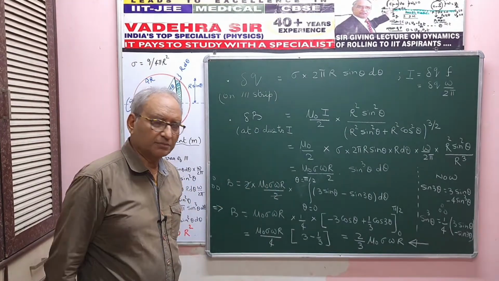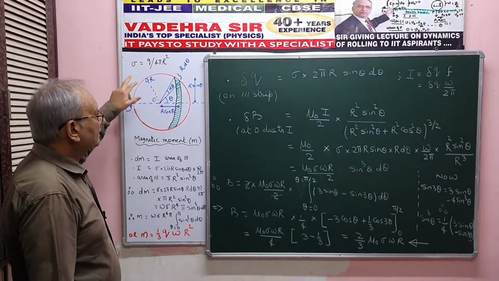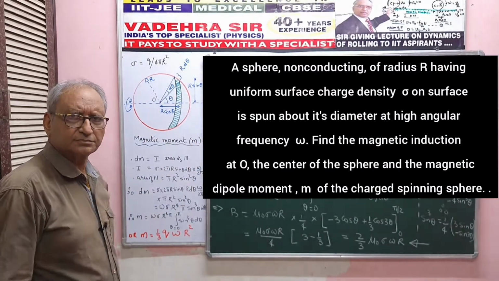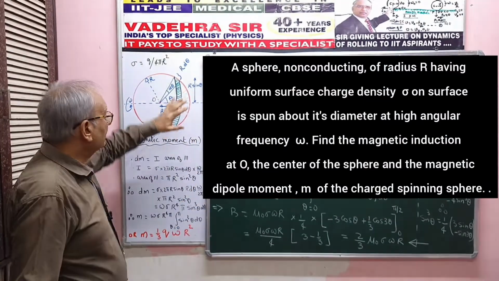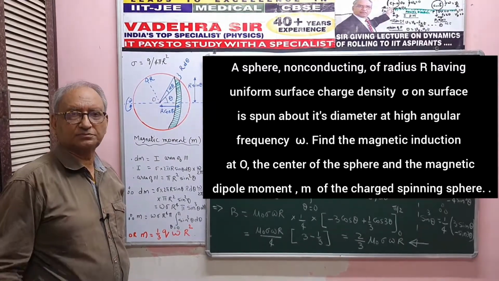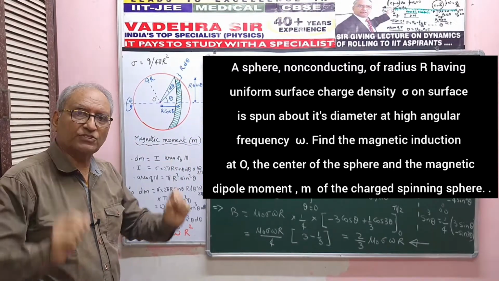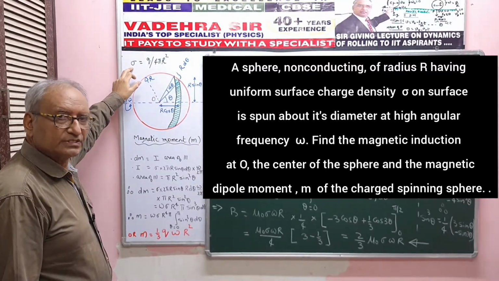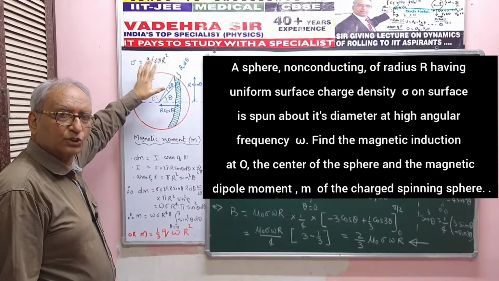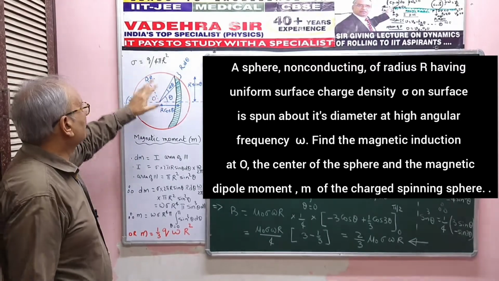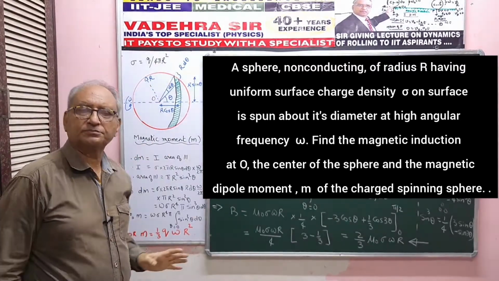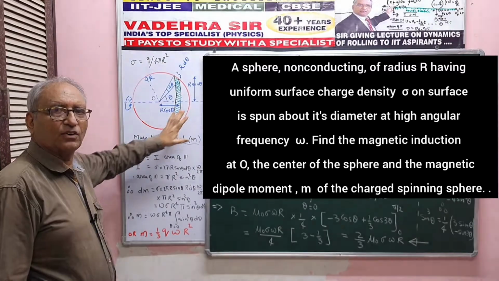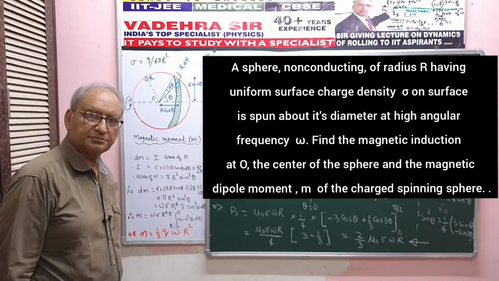Here is the situation. There is a sphere of radius R, conducting or non-conducting, and its surface is uniformly charged with surface charge density sigma. So sigma is the total charge q on the surface divided by 4 pi r square, where R is the radius of the sphere. So the charge is uniformly spread on the surface of the sphere.